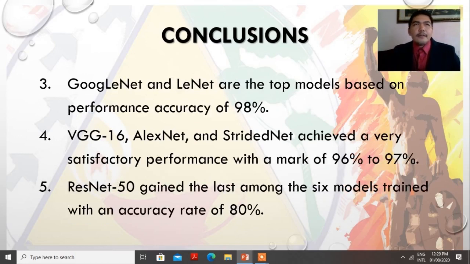GoogleNet and Nanette are the top models based on the performance accuracy with a grade of 98% during the training of the models. While the VGG16, the AlexNet and StridedNet achieve a very satisfactory performance with the mark or the grade of 96 to 97%. And lastly, we have the ResNet 50, which gained the lowest mark among the 6 models with the accuracy rate of 80%.